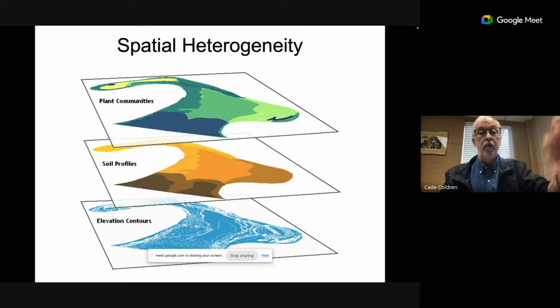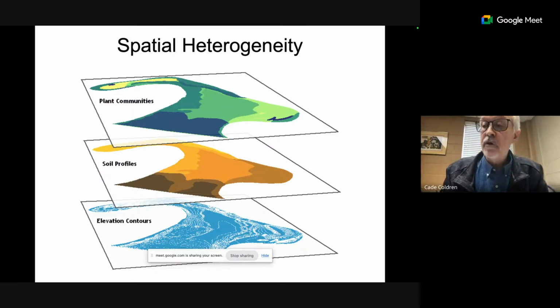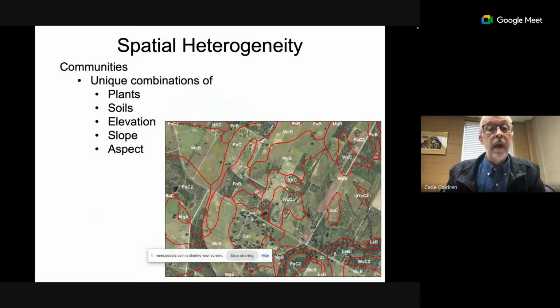Typically, we use a GIS to overlay different layers, maps of plant communities, soils, elevations, and whatever else is important for the application. For some of our military bases, we've also had layers of training areas that we would overlay on this as well. And what we call a community in EDYS is a unique combination of plants, soils, and probably elevation, slope, or aspect. Not in all cases, but generally so.